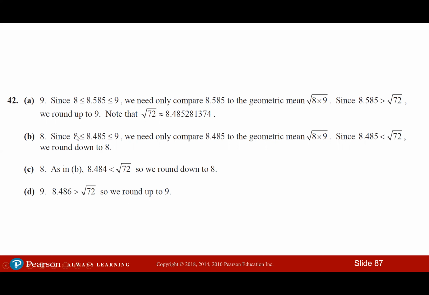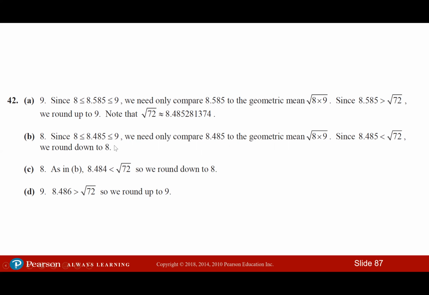All right, how about this one here? Between 8 and 9, and 8.485. So we need only compute the geometric mean. Hey, we get the same number, right? Because it's 8 and 9. And so that which we know to be 8.4853, notice this is 0.485, this is 4852. So this number actually is technically bigger. In that case, this gets rounded down to 8.